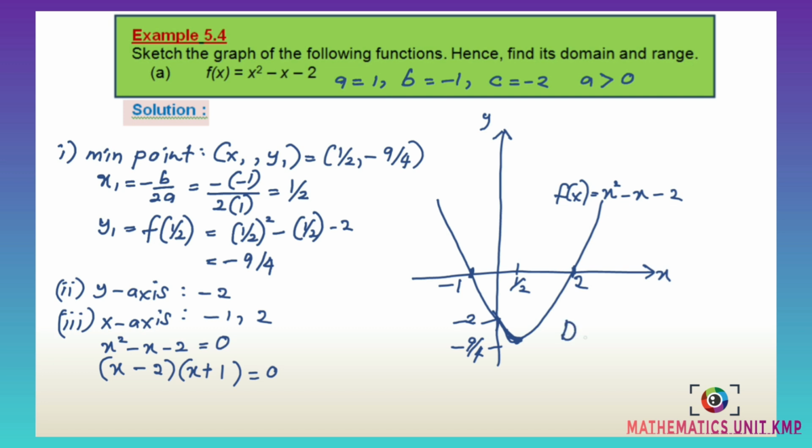The domain of the function is negative infinity to infinity for a quadratic. And the range of the function, referring to the minimum point, is from negative 9 over 4 to infinity.